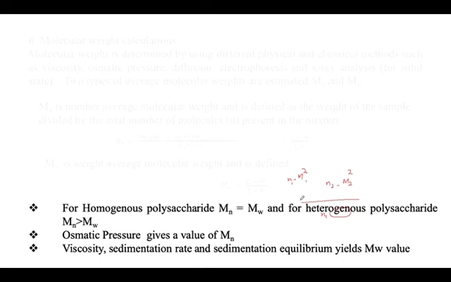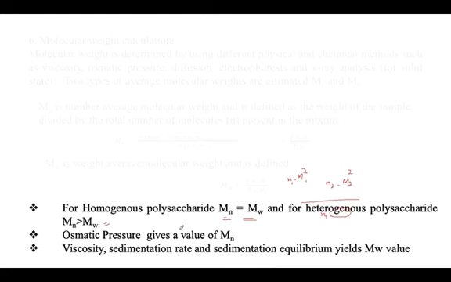And that will give us an average molecular weight of the molecule. Now, the main reason is, when we calculate the two molecular weights, Mn and Mw, if Mn is the same as Mw, we say the molecule is homogeneous. And for heterogeneous polysaccharides, Mw is always greater than Mn. So when we calculate the two molecular weights, we will have an idea whether the polysaccharide is homogeneous or heterogeneous. If Mn is equal to Mw, then they are homogeneous, and if they are different, then they are not homogeneous.